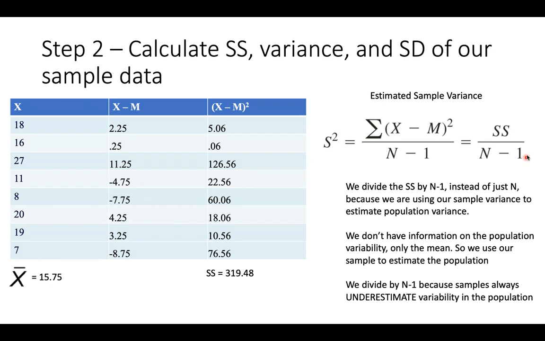N minus 1 reflects the fact that we are working with a sample and we are trying to estimate the variance in the population. Remember what we talked about back on slide number 1. We want to know how much variability should I expect to naturally occur in the population. I don't have that data. All I have is the sample data. So I take the next best thing I have, which is the sample data, and I'm going to try and derive an estimate of the population variance from my sample variance.